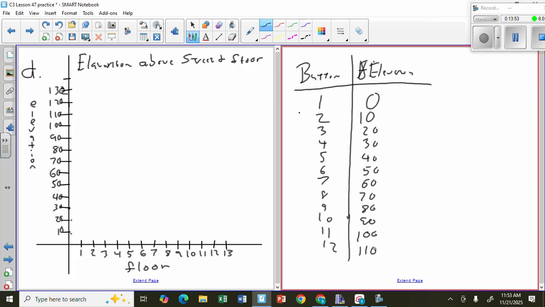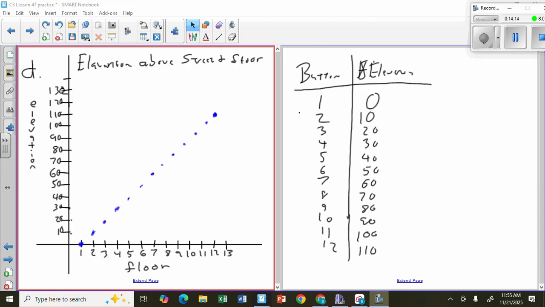Now my graph, I'm going to use blue so it shows up, is 1, 0 right here. 2, 10, 3, 20, 4, 30, 5. Go ahead and get all your dots. So there's my completed dots going up.